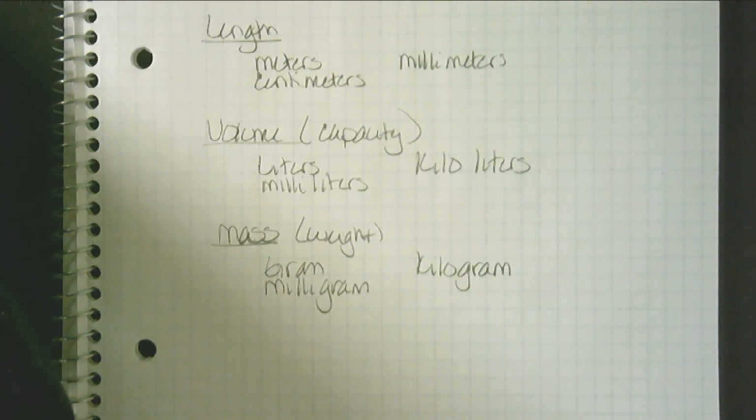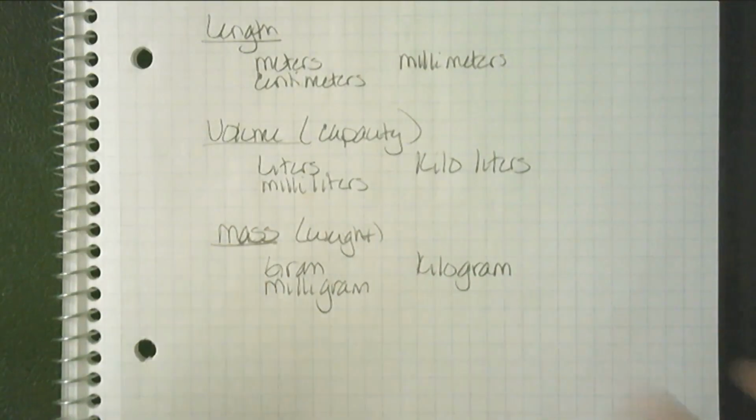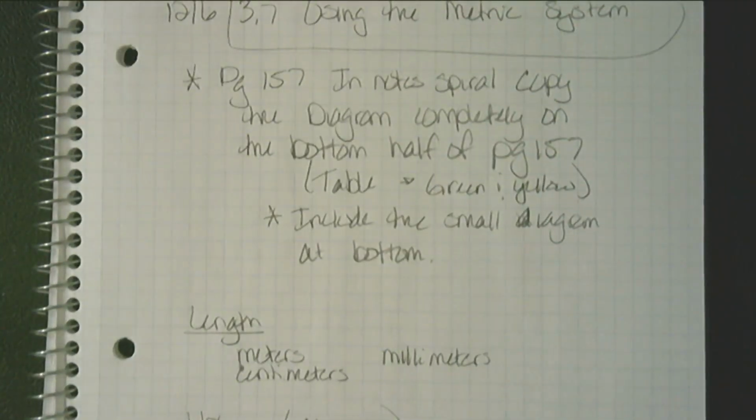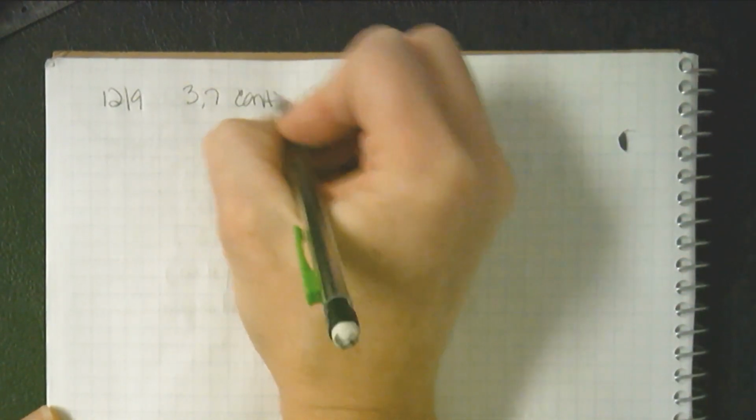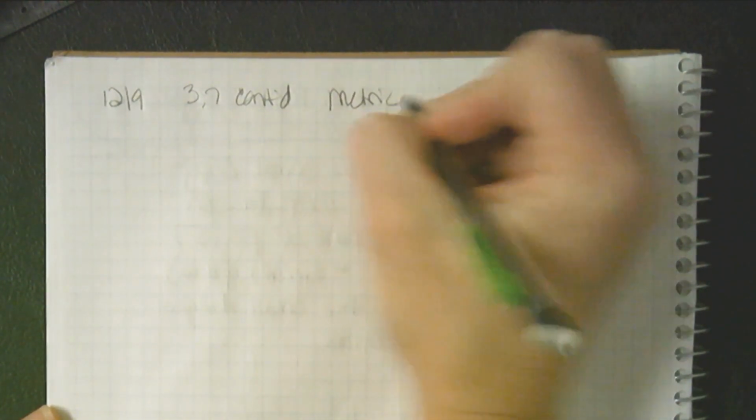All right, so let's first start with length. This is from Friday. I'm going to flip my page and start with today's date. I'm hoping that your diagram is right in between Friday and today, if you were here Friday. So today is the 9th, and we're talking about 3.7 continued. This is the metric system.